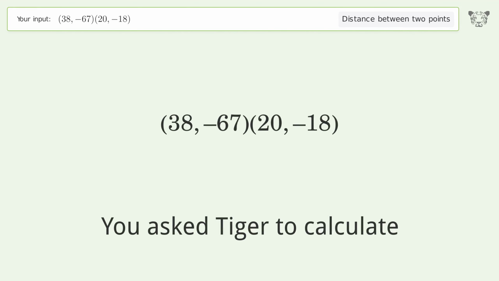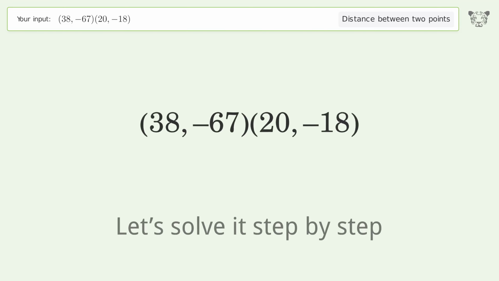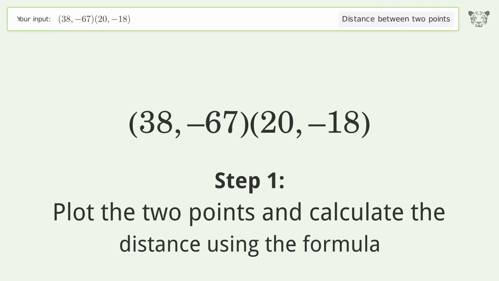You ask Tiger to calculate. This deals with the distance between 2 points. The distance between the 2 points is the square root of 2,725 or 52.202. Let's solve it step by step. Plot the 2 points and calculate the distance using the formula.